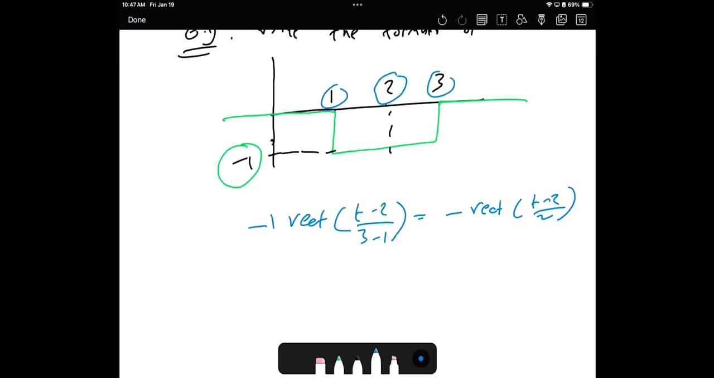If we need to write this representation in terms of the unit step, you can try it at home, it will be u of t minus 1 minus u of t minus 3. You can try it and see. Any question about rect?